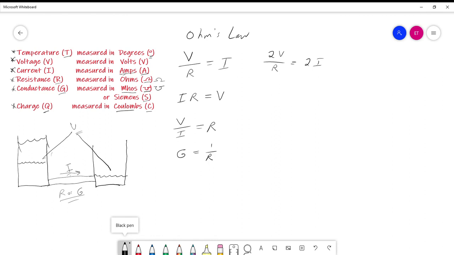And I think we also mentioned in the previous video, just by way of example, let's say I doubled the voltage, but I also doubled the resistance. Okay, current remains unchanged. It remains what it was.